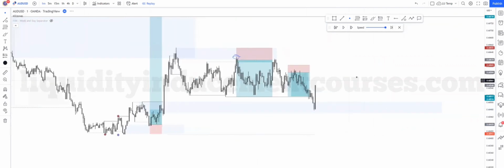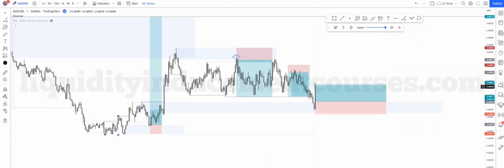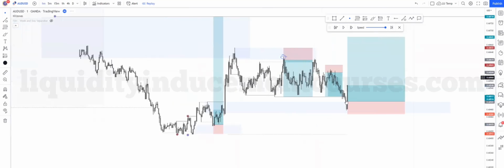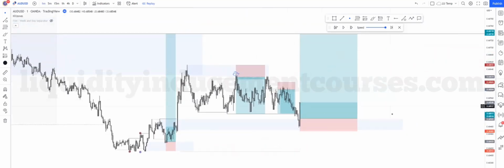So two ways we could have taken this. The first way would have been a direct entry with a stop loss just below the breaker, which would have been around a 3.5, just like that. And the other way would be a confirmation entry. But for the example, let's say we took it directly. That'd be a target.